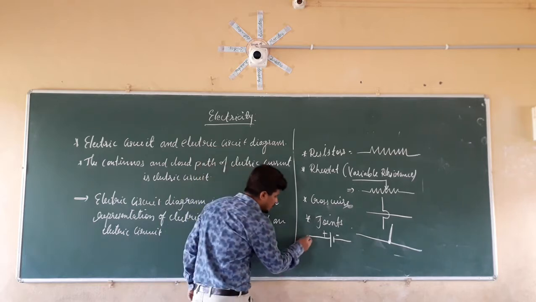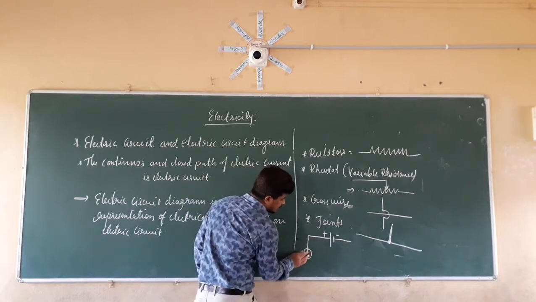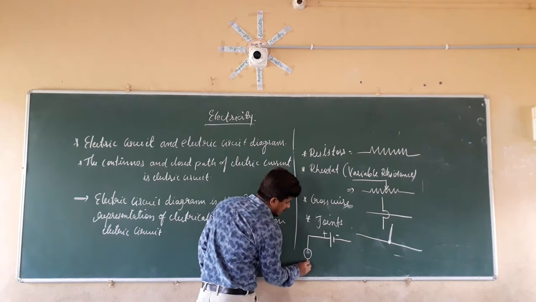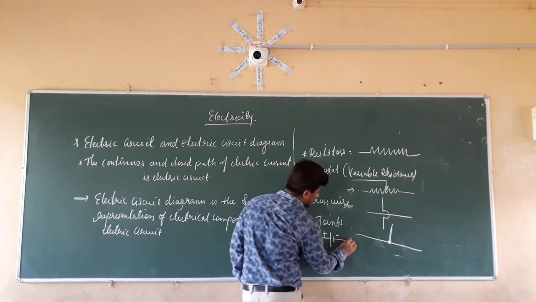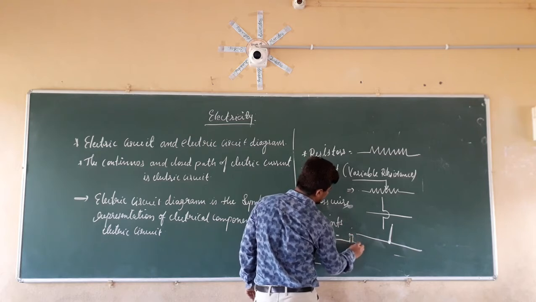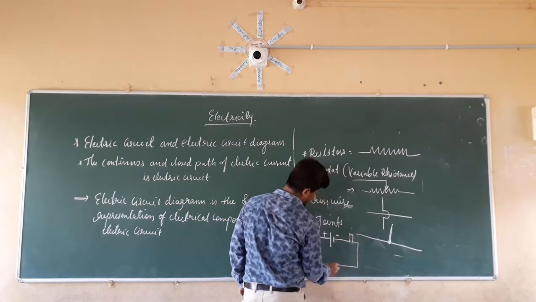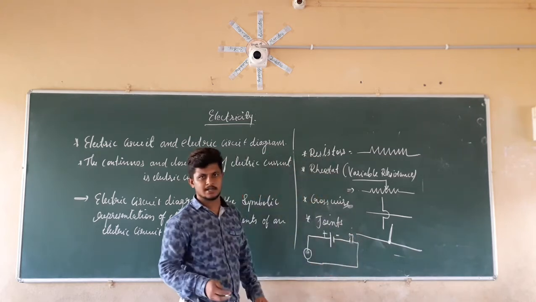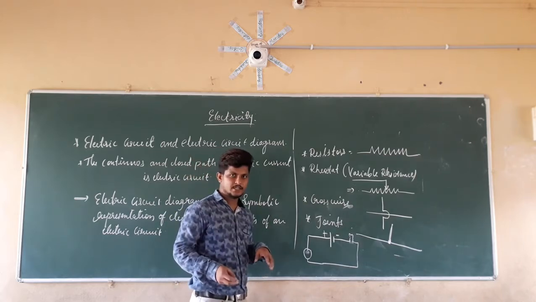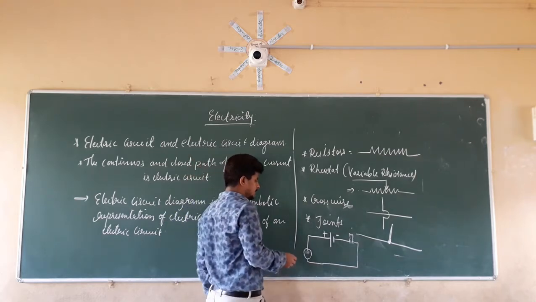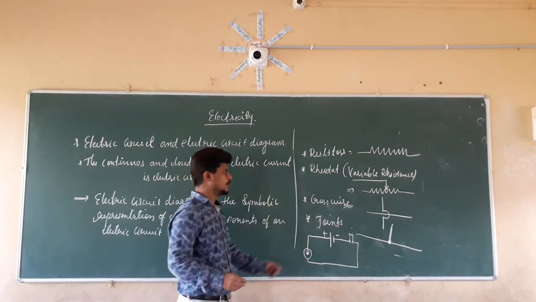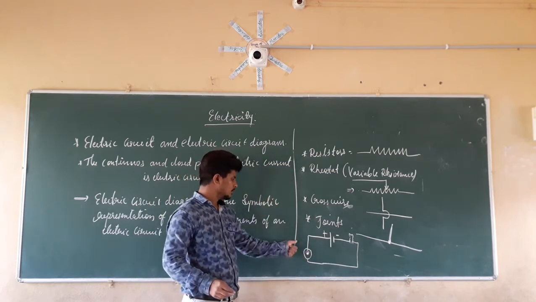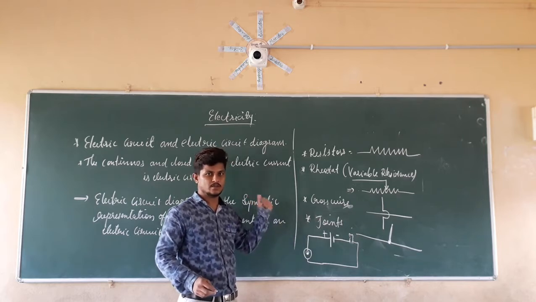Now this is connected to a switch, and which is connected to the bulb. We are going to take the bulb here. Like this, this is the symbolical representation of the electric circuit. So if the switch is closed, we are going to put the dot here. If the switch is open, we should not put the dot inside it. So this is the closed circuit diagram.